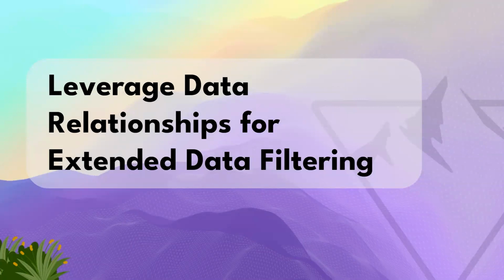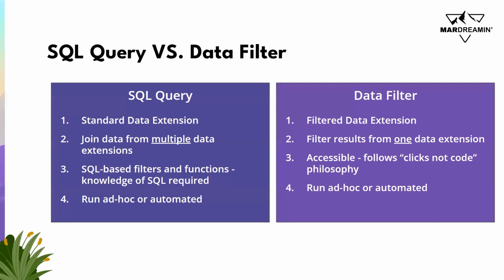Let's talk about how to leverage data relationships to really extend your filtering capabilities within Marketing Cloud Engagement. Typically within Marketing Cloud, there are 2 automated ways to build out data extensions, if you're not just manually importing in a list. And that is through a SQL query or by using a data filter. A SQL query produces a standard data extension type, whereas a data filter will end up producing a filtered data extension.